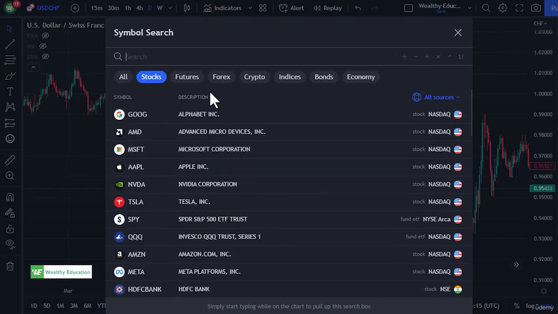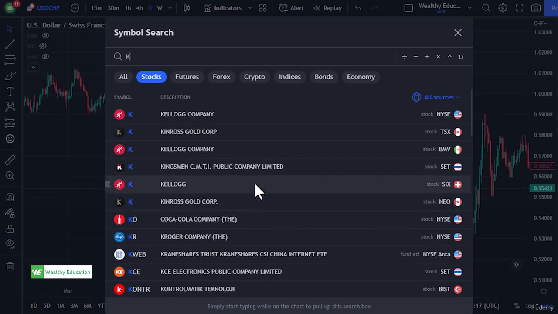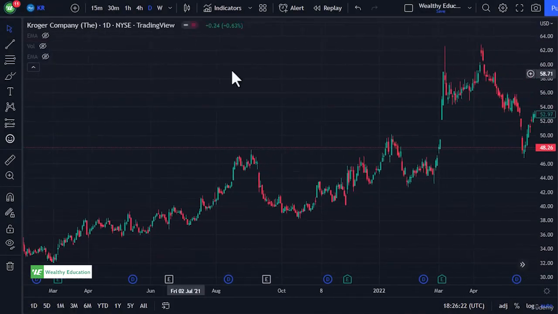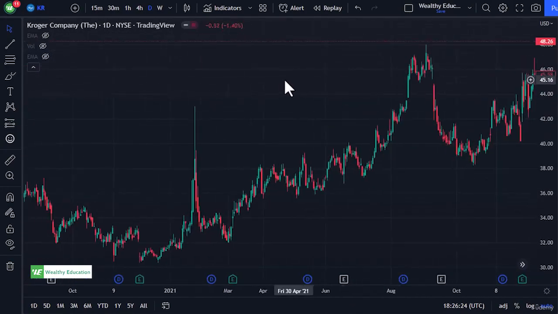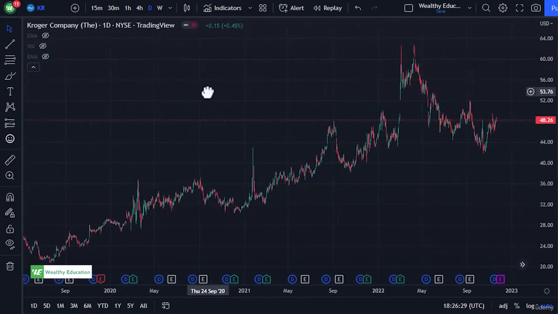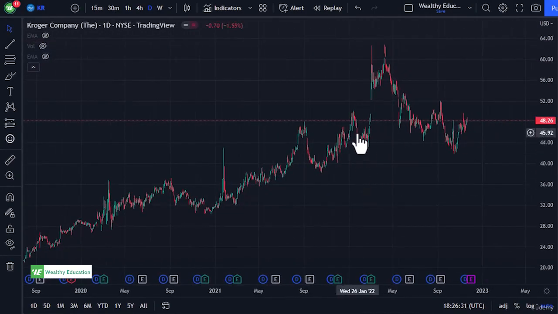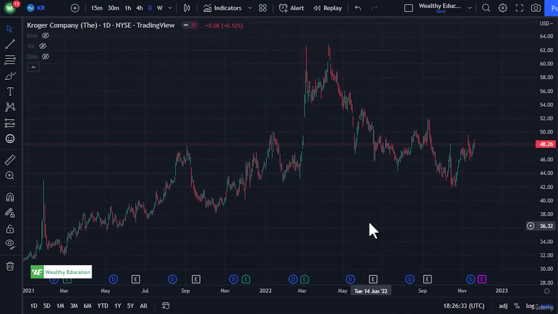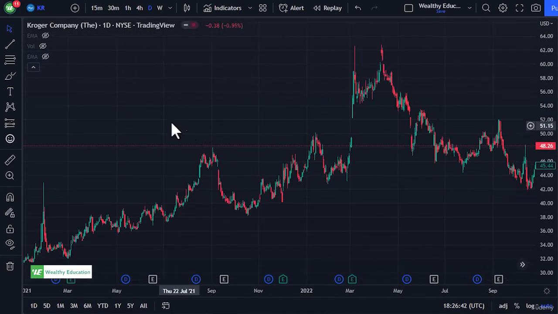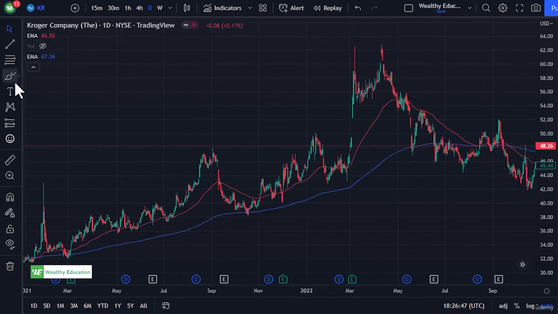So let's take a look at the Kroger company. So this is a grocer in the United States, and you can see right here a little bit of a rectangle. You can even talk about a bit of a double bottom, but you can see this rectangle was broken out of an obvious longer term uptrend. You can see right there the 200-day and the 50-day EMA.